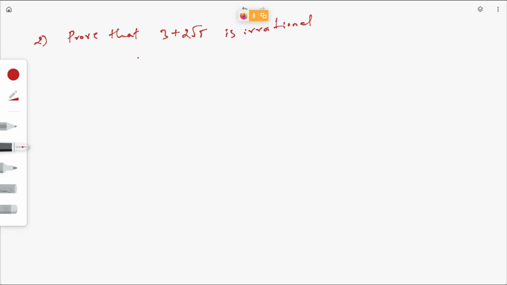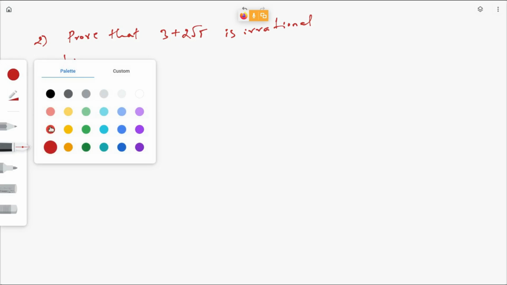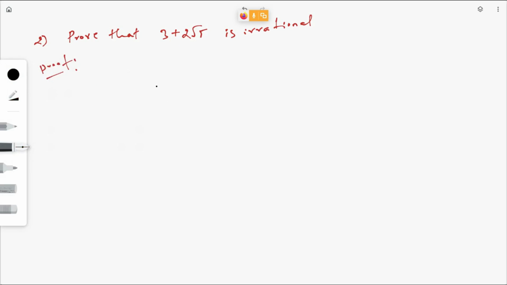Prove that 3 plus 2 root 5 is irrational. Okay, proof. Anyone? What is the first step? Just give a try. Okay, here I need to prove that, assuming it is rational.